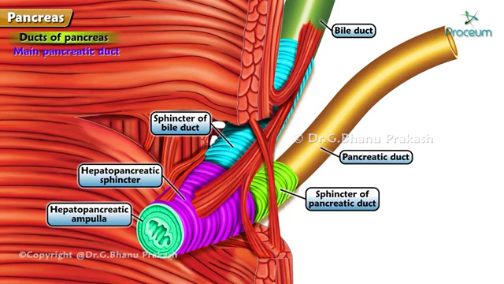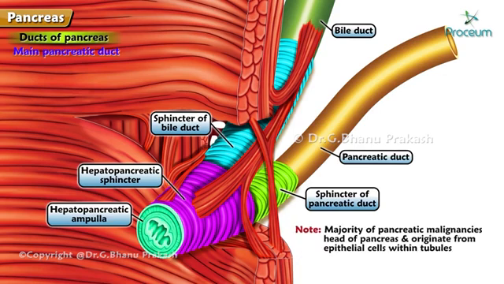An important point to note here is that the majority of pancreatic malignancies are located in the head of the pancreas and originate from epithelial cells within the tubules.